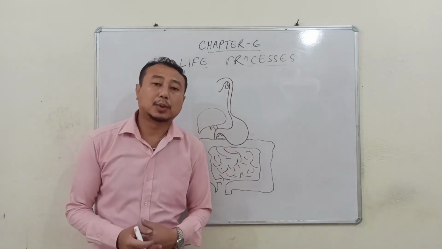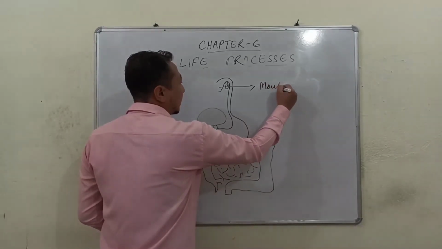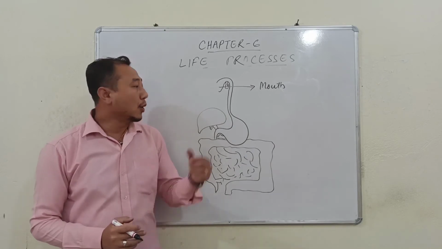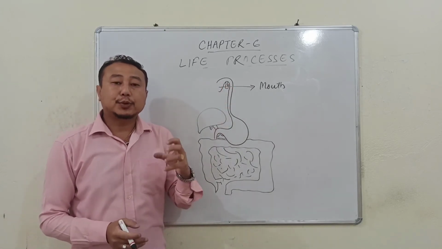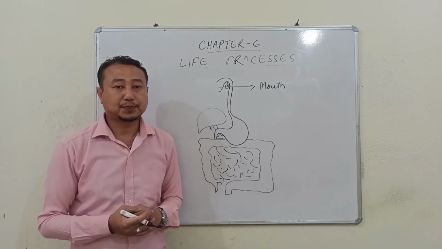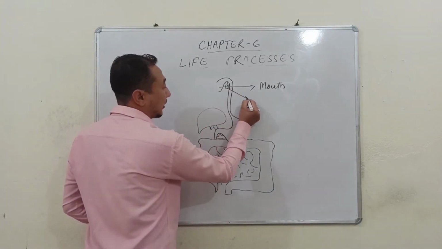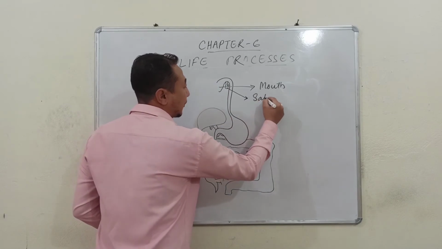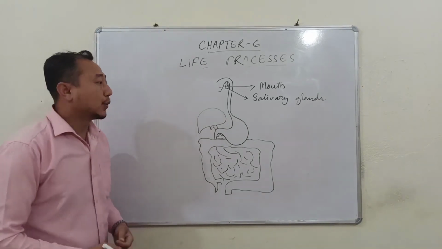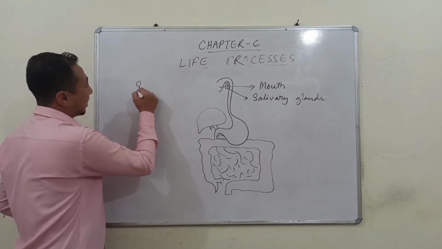So this is a simple diagram of the digestive system. Mouth is the part of the digestive system where the first digestion process takes place. When the food is taken in through the mouth, the food particles are chewed properly and broken down into small pieces with the help of the teeth. After that, the food particles are mixed with a juice that is produced by a gland present near the mouth, known as the salivary gland. The salivary gland produces a liquid which is known as saliva. This saliva contains an enzyme known as salivary amylase.